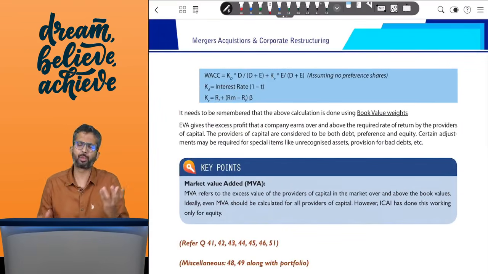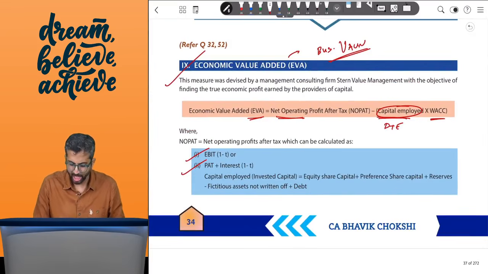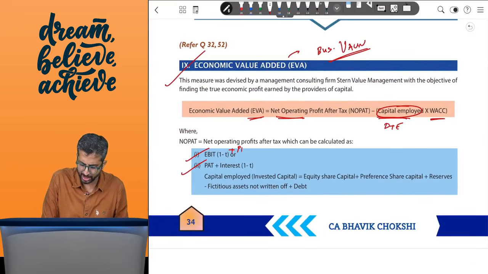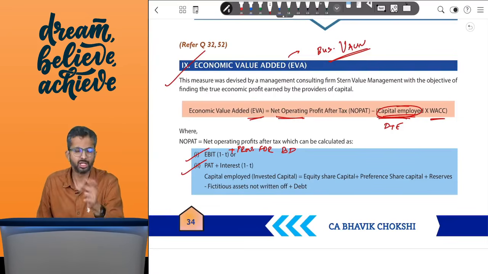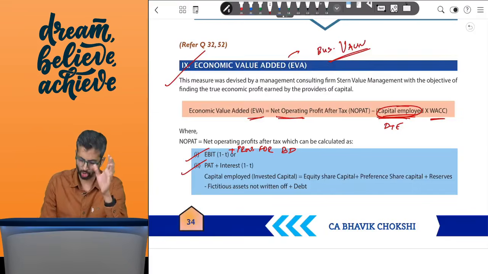In EVA, a couple of interesting adjustments might come where you have provision for bad debts, in which case in your typical NOPAT formula you will add at the end provision for bad debts as per ICAI solutions. You don't really make any tax adjustment over here. Further, when you calculate capital employed, your reserves will be after deducting the provision, so you will add back the provision and hence your capital employed will also change.